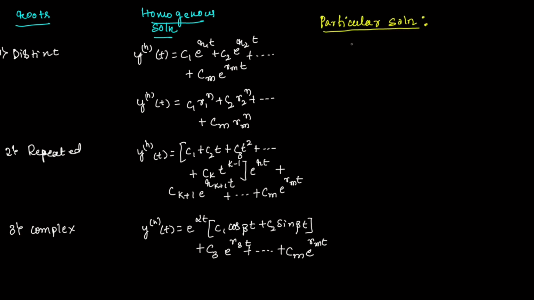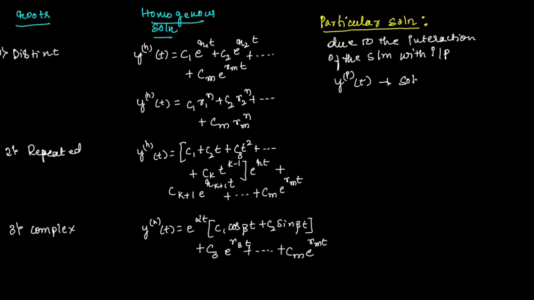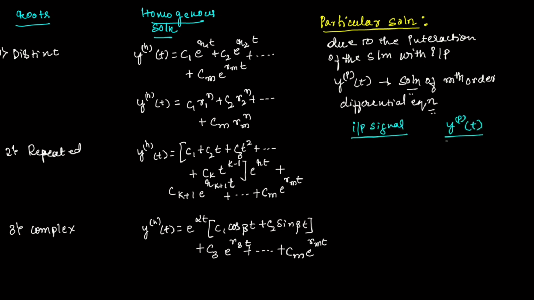Now let us understand the particular solution. The particular solution arises due to the interaction of the system with the input. So the particular solution can be represented as yp(t), and this is the solution of the mth order differential equation. Now let us take different input signals and the structure of the particular solution.